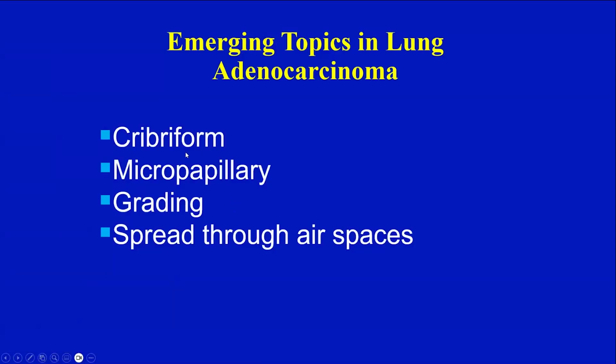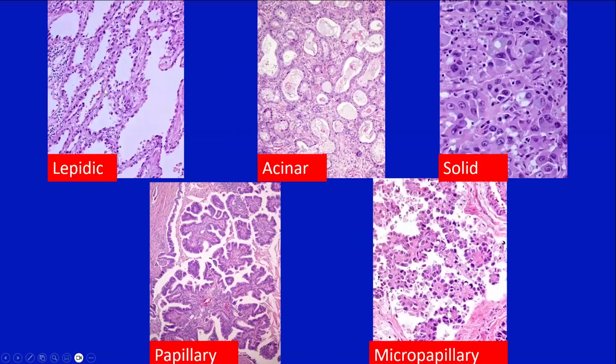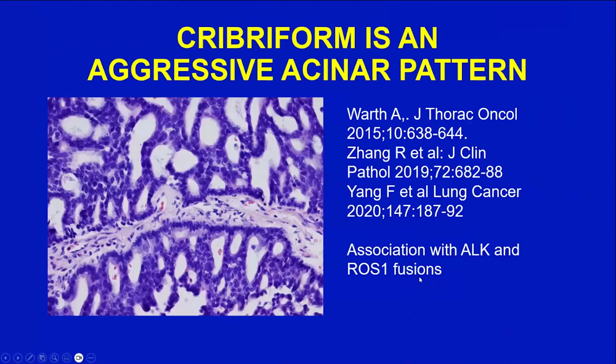So what about some of the emerging topics in lung adenocarcinoma? We'll talk about the cribriform pattern, micropapillary, grading, and spread through air spaces. So these are the major histologic subtypes. Lepidic here on the left, where the alveolar wall architecture is preserved, with atypical cells, pneumocytes, proliferating along the surface. Here is the acinar pattern. Here is the solid pattern. You can even see some intracytoplasmic mucin. This is a papillary pattern with true fibrovascular cores. This is a micropapillary pattern lacking fibrovascular cores.